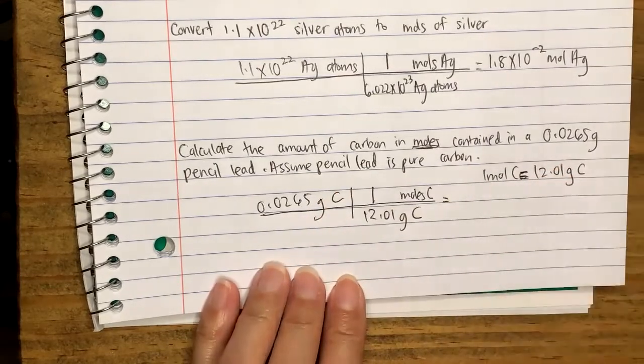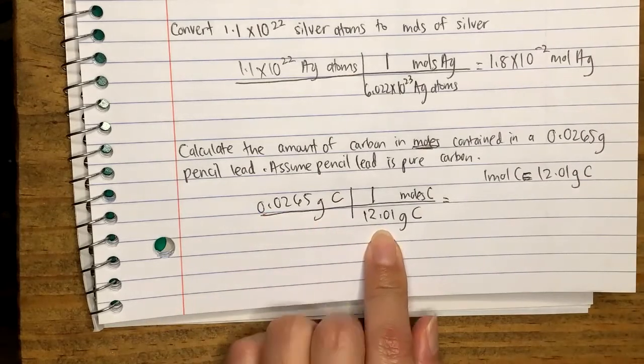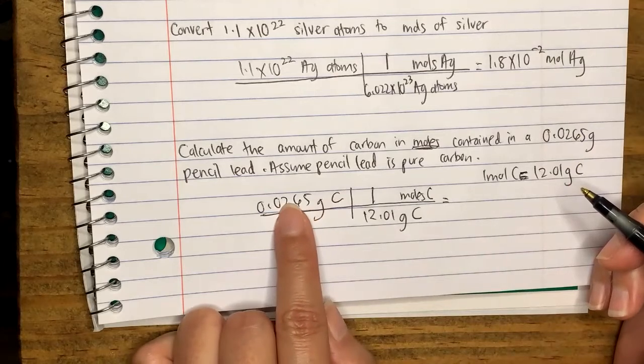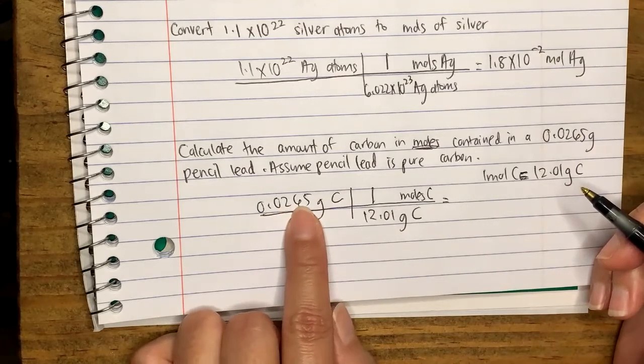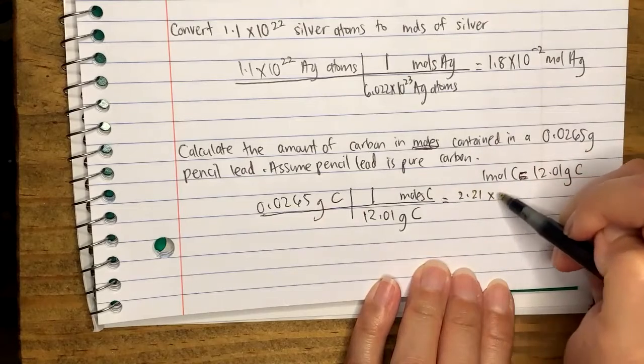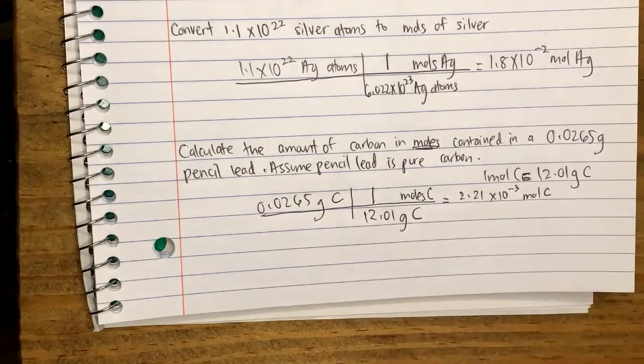So my answer will be 0.0265 divided by 12.01. I'm going to keep 3 sig figs here, because this is 3 sig figs. So my answer will be 2.21 times 10 to the minus 3 moles of carbon. Hopefully everyone is able to get that. Make sure you try this out with your calculator.